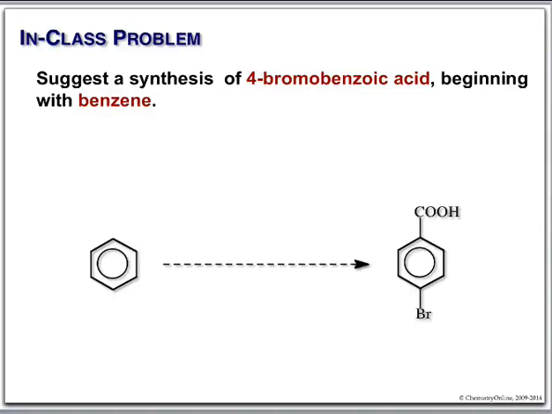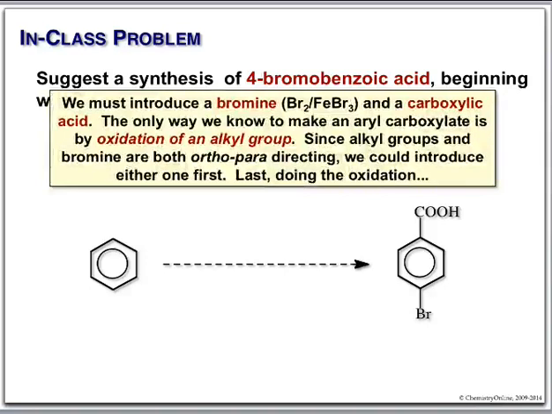In all the electrophilic things that we've looked at today, did we ever add a carboxylic acid? No. But if you go back to chapter 15, we had a very nice reaction that gave us aryl benzoic acid, didn't we? Oxidation of an alkyl group. The only way we know to make an aryl carboxylic acid is by taking an alkyl group, something like a methyl, and oxidizing it, either with manganate or, like we did in lab, chromate.